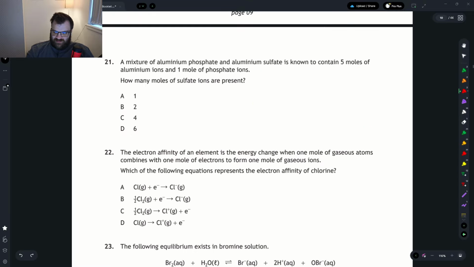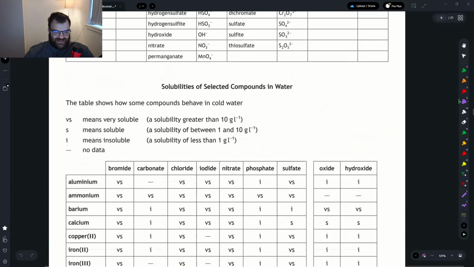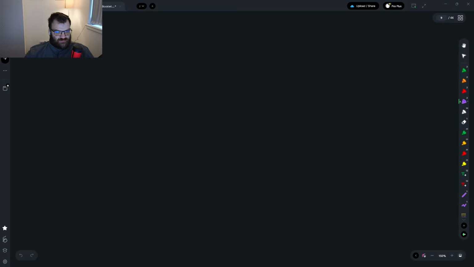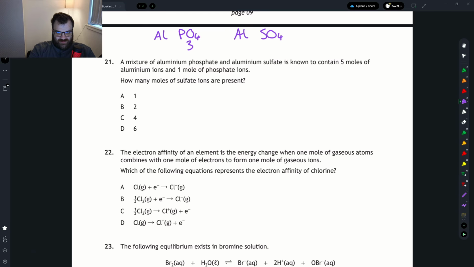For one about the number of moles of a chemical, we have to first work out our formulas for each of them. So we have aluminium and phosphate, we have aluminium and sulfate. Page 9 is going to help you with sulfates and phosphates. It's PO4 3 minus, making it 3 as a valency, and sulfate's a valency of 2. So 3 and 2. Aluminium's in group 3, so it's 3 and 3. Cancels down.